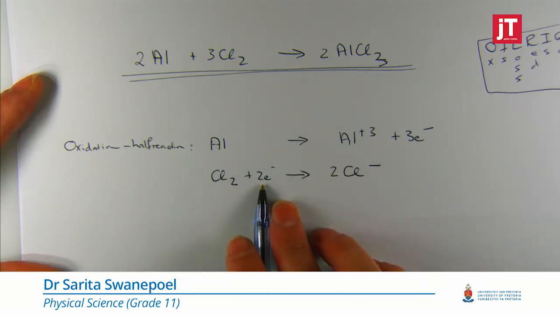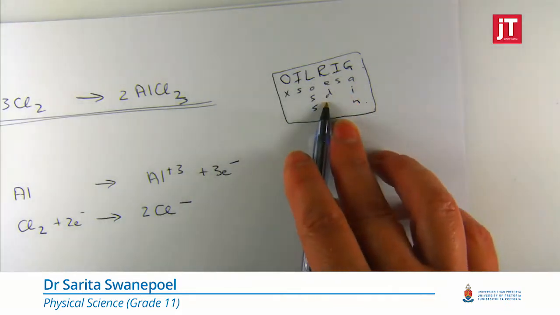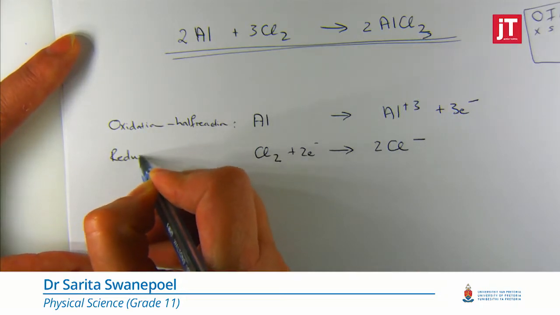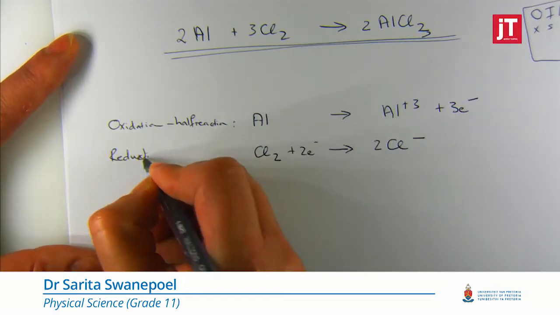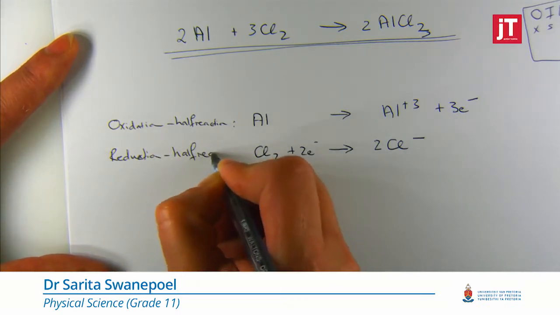This is one where electrons are gained. If I gain electrons, I'm working with reduction. So this is the reduction half reaction.